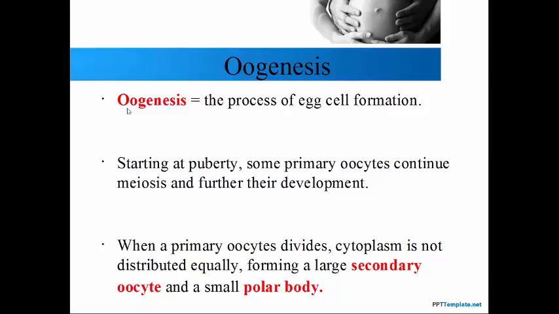Now, when a primary oocyte divides, you would think they would go 50% this way, 50% that way, a nice even split. Well, that's not the case when it comes to meiosis for females. When you have that primary oocyte dividing, you get a very unequal distribution of cytoplasm. Instead of being 50-50, you may get 80-20 or 75-25. There's a very large difference. So what's formed is a very large secondary oocyte and a smaller polar body.